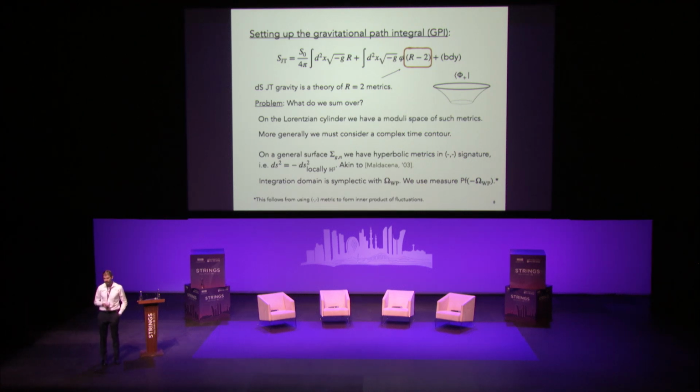Now, the integration domain that we're going to land on over these metrics ends up being the same. It's identical to that of ordinary AdS JT gravity. However, we find that we will also need a different measure, one that's related by a phase that depends on the genus and the number of boundaries of the spacetime to that of ordinary JT gravity, and I'll explain why shortly.